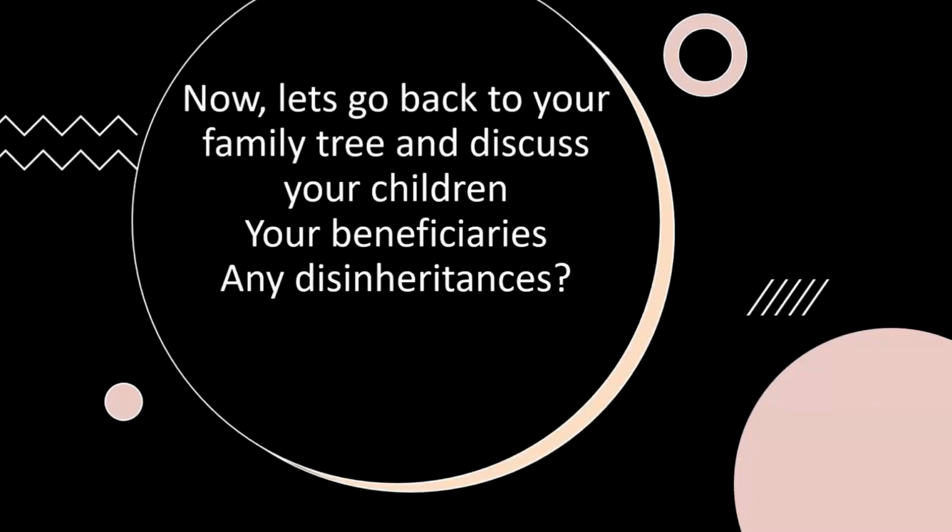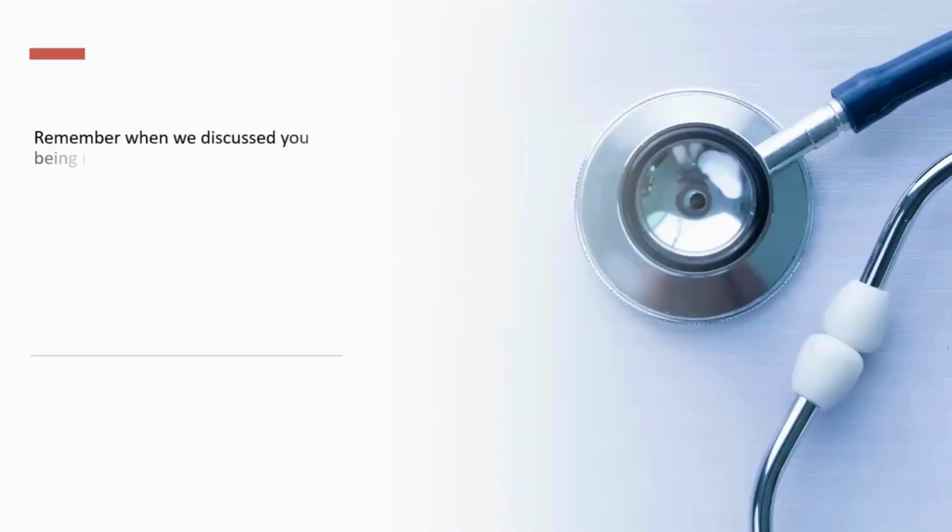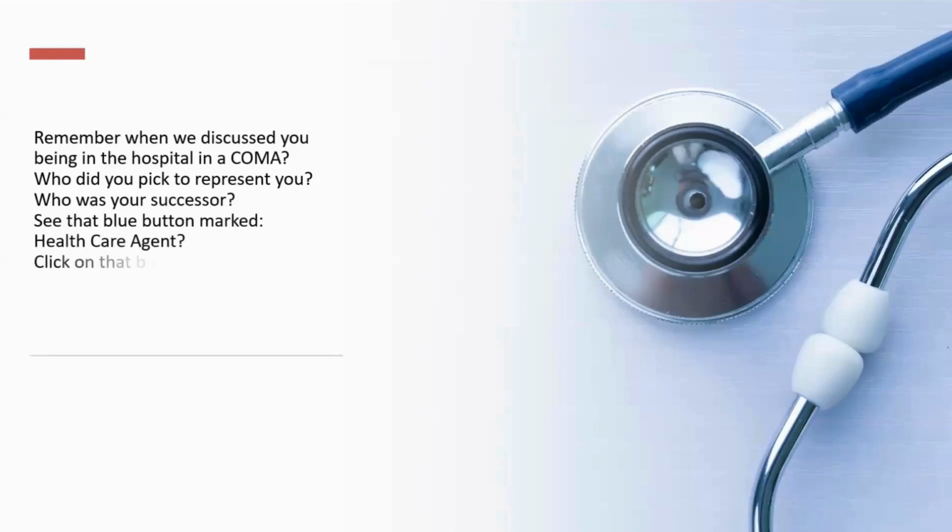Okay, so let's go back to the family tree and discuss your children, your beneficiaries, and any disinheritances. Because remember now, you've already drawn a family tree and they've already talked to you a little bit about it. Now they're looking at the software. So, remember when we discussed you being in the hospital in a coma? Because if you go through the process, we don't have to cover that in this part because you already know you're going to do things in reverse. So you're already going to talk to them about being in a coma. That's a whole different class. I don't think I need to go into that.